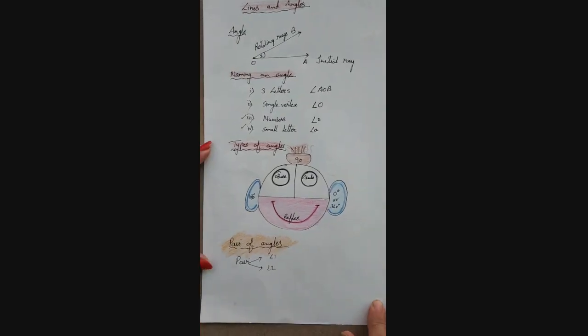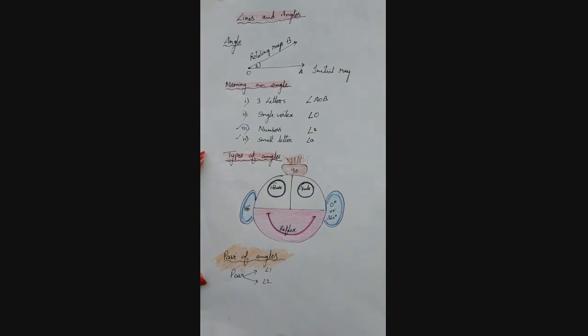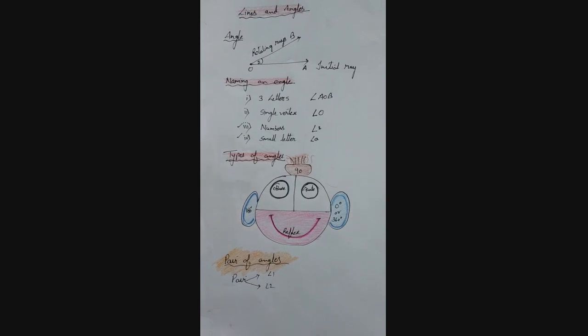So in today's video, I will be explaining a further topic from my last video, that is, angles made by a transversal line. So let's get started. In the last session, I explained lines and angles. Before starting the new subtopic, just take a look at what we did in the last session.